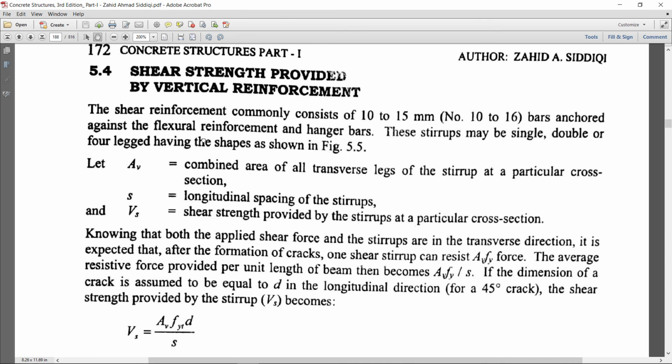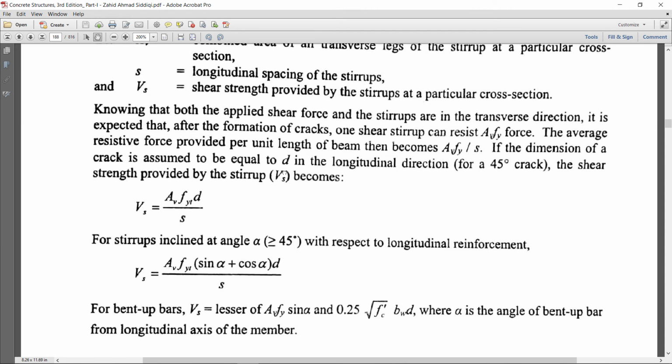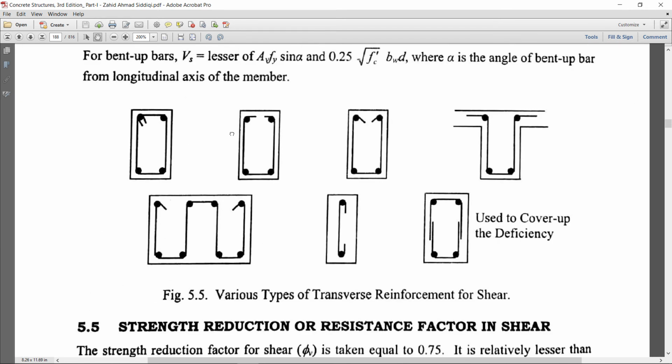Shear strength provided by vertical elements means that shear strength is provided by two elements: one is due to concrete and one is due to steel. We will discuss this again in the example in detail. Here are different types of ties that are provided to resist the applied shear. We provide these in the concrete sections to increase the shear capacity, to resist the applied shear.